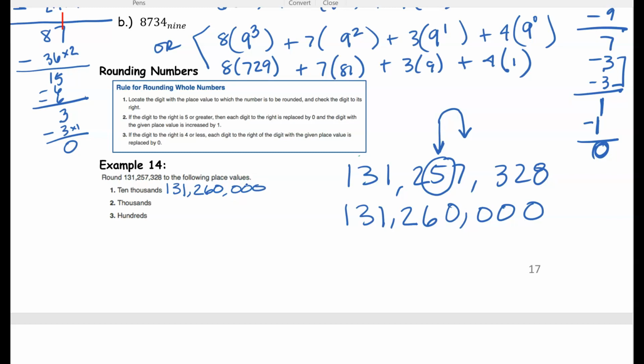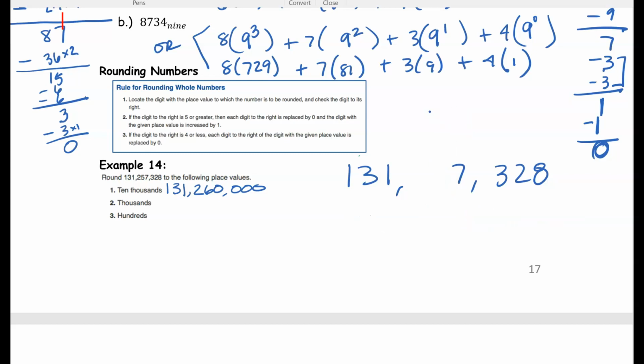Okay. So for the next one, thousands place, we're going to locate the thousands place. So ones, tens, hundreds, thousands. So thousands place, we look to the number to the right. 3 is less than 5, so that means leave the 7 alone. So our answer is going to be 131,257, and then the rest is 0. So you always change everything to the right of what you're rounding to a 0, regardless of whether or not you end up increasing the number by 1.